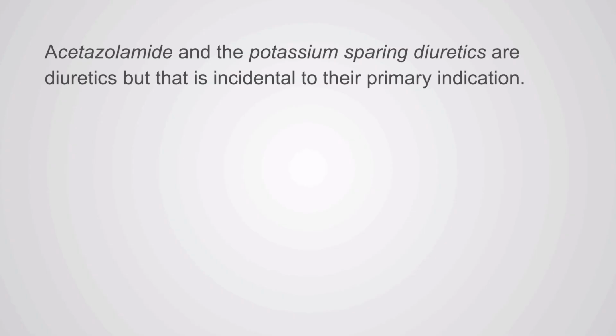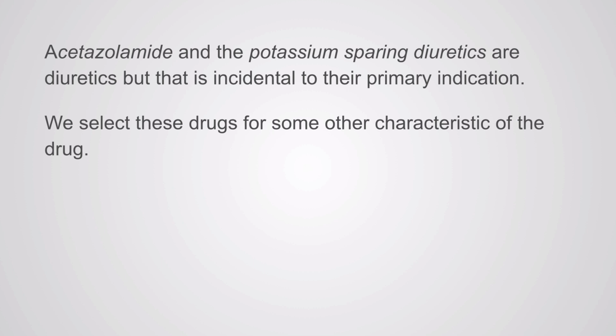Acetazolamide and potassium-sparing diuretics are diuretics, but that is incidental to their primary indication. We don't typically use these drugs for their diuretic effect. We use them for some other indication due to another characteristic of the drug.